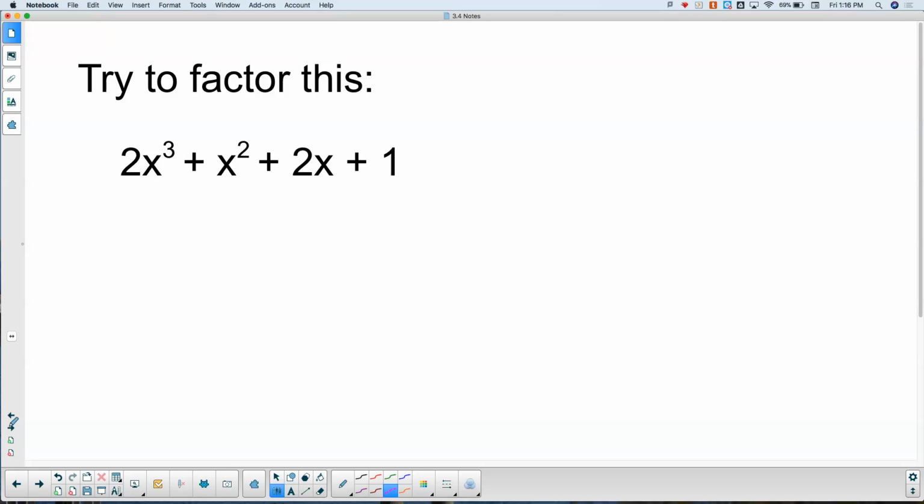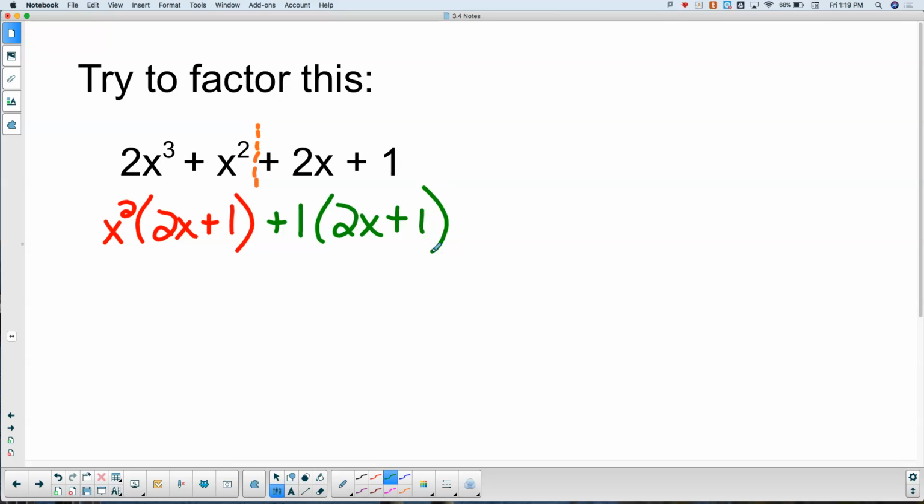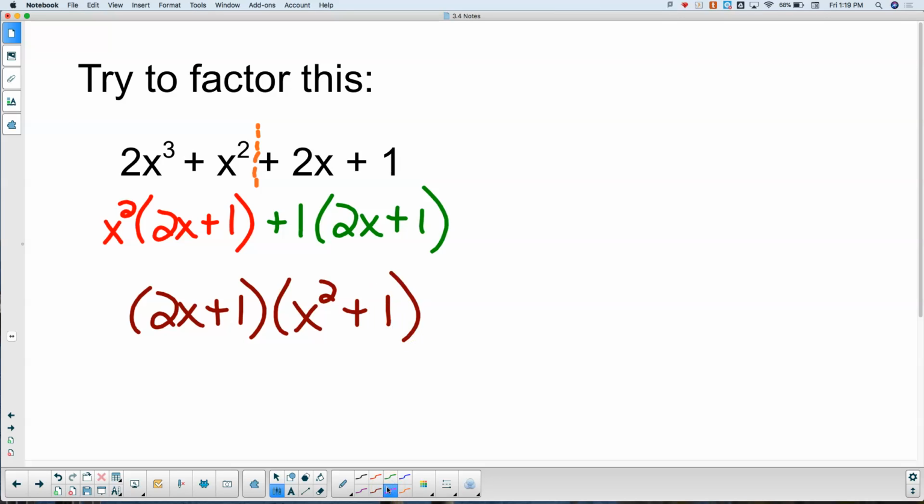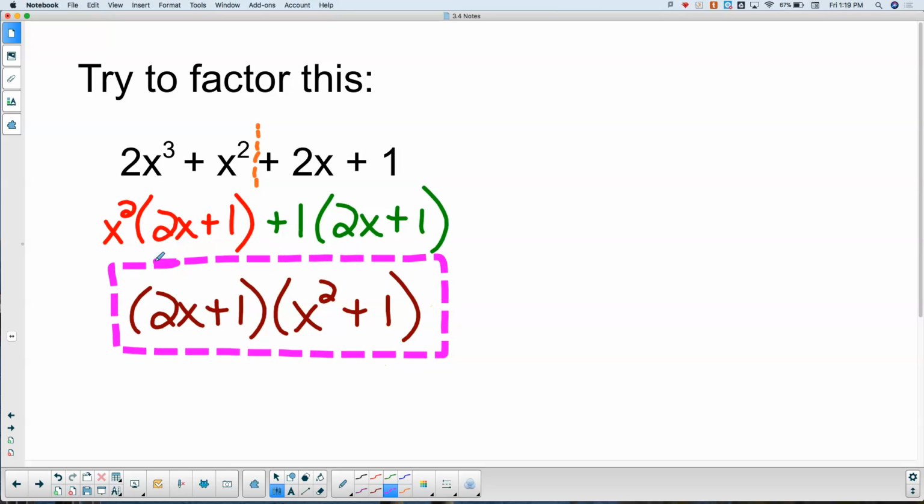Try that. Divide it in half. Factor out an x squared. Leaves me with 2x plus 1. Factor out a 1. 2x plus 1. Factor out a 2x plus 1. Leaves me with x squared plus 1. X squared plus 1, yes, it is a perfect square and a perfect square, but it is not minus, so it's not factorable. Okay?